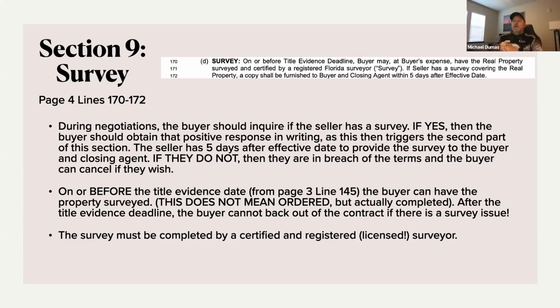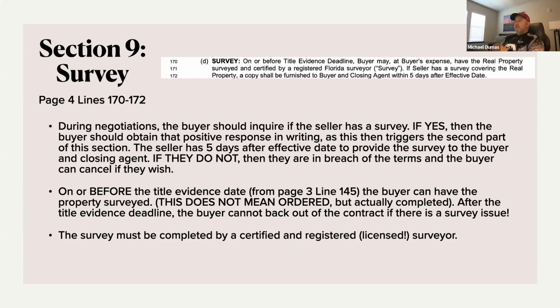Also, on or before the title evidence date, which is from page 3, line 145, the buyer can have the property surveyed. This does not mean ordered, but actually completed. That's where we're going wrong as well. After the title evidence deadline, the buyer cannot back out of the contract if there's a survey issue. It's very clear right there. On or before title evidence deadline, the buyer may, at buyer's expense, have the real property surveyed and certified by a registered Florida surveyor. So again, that's something we're doing wrong.